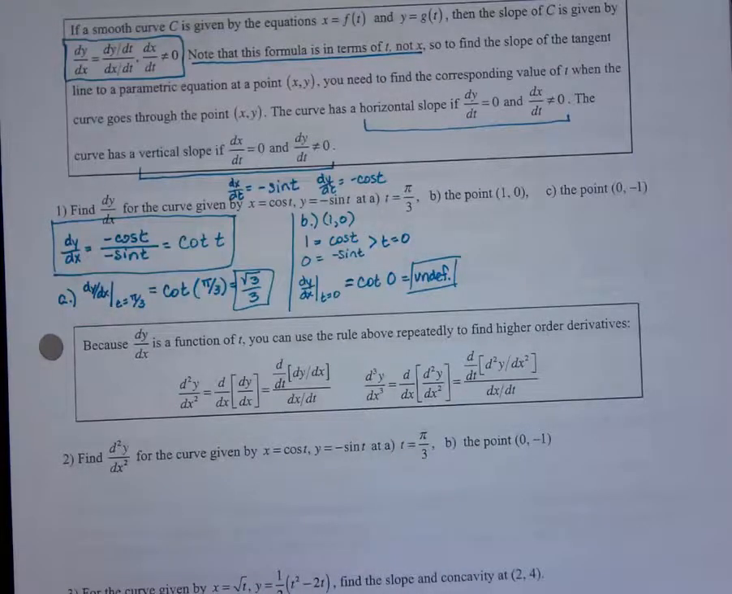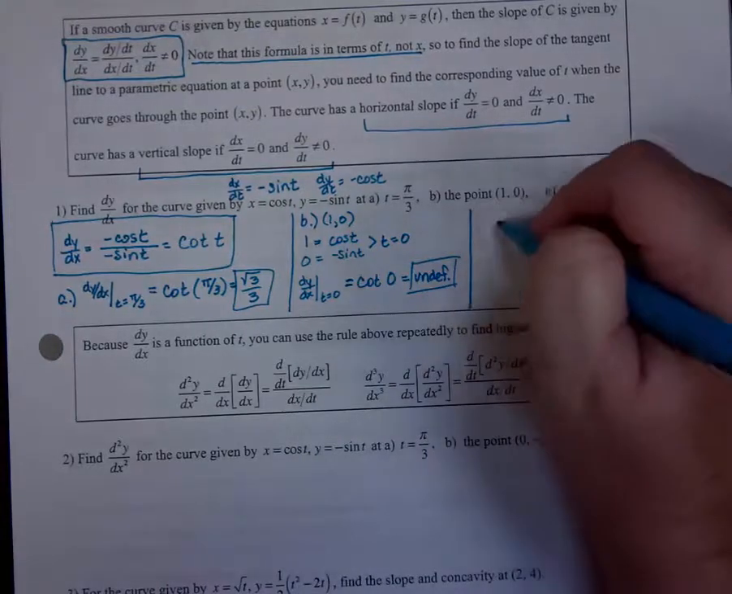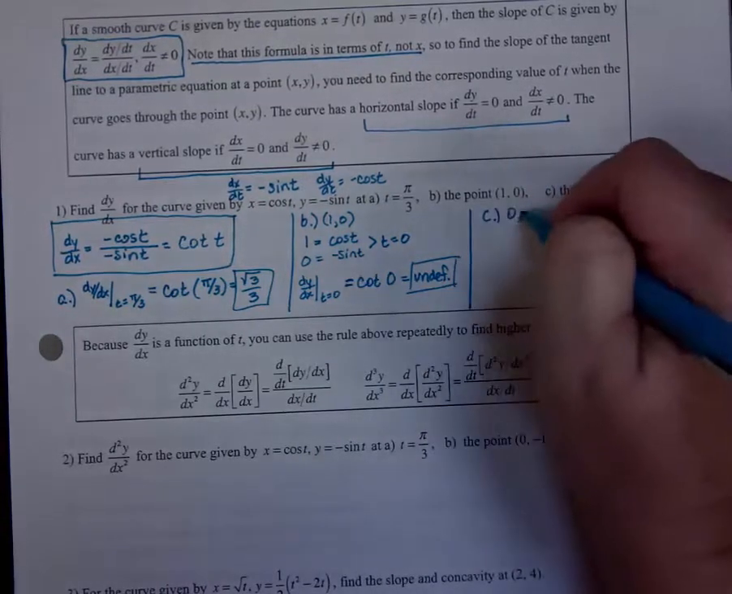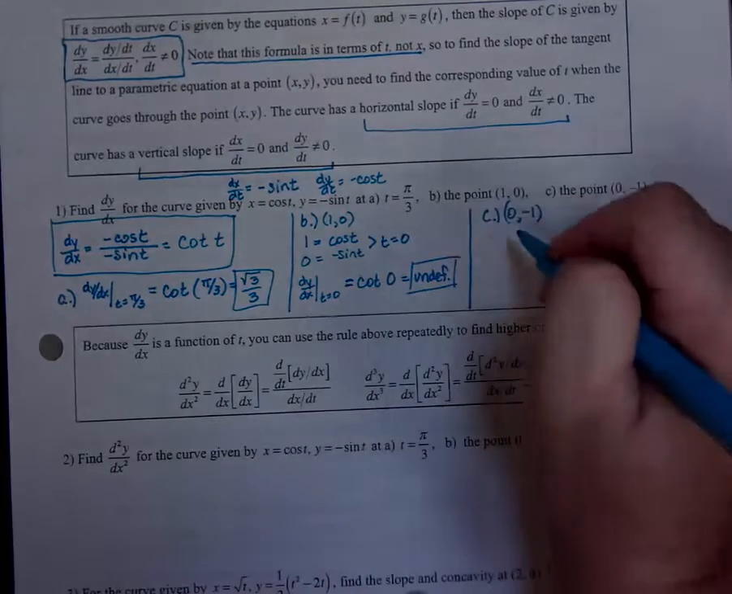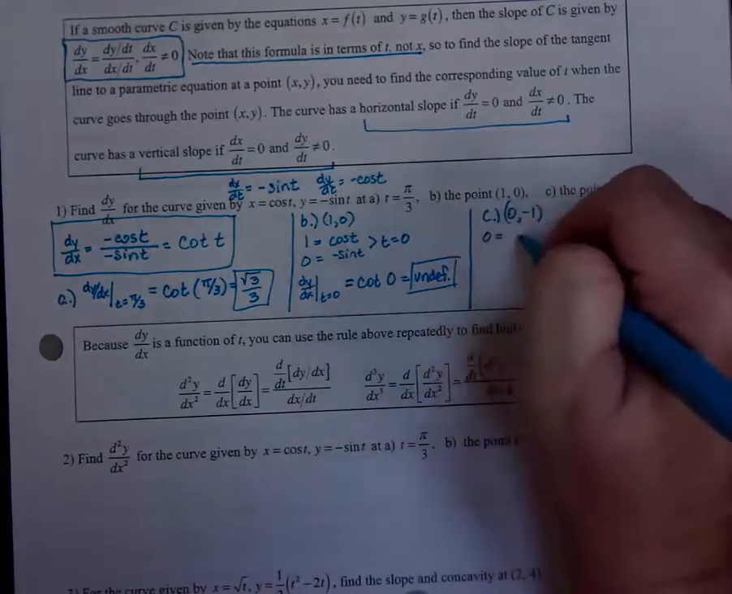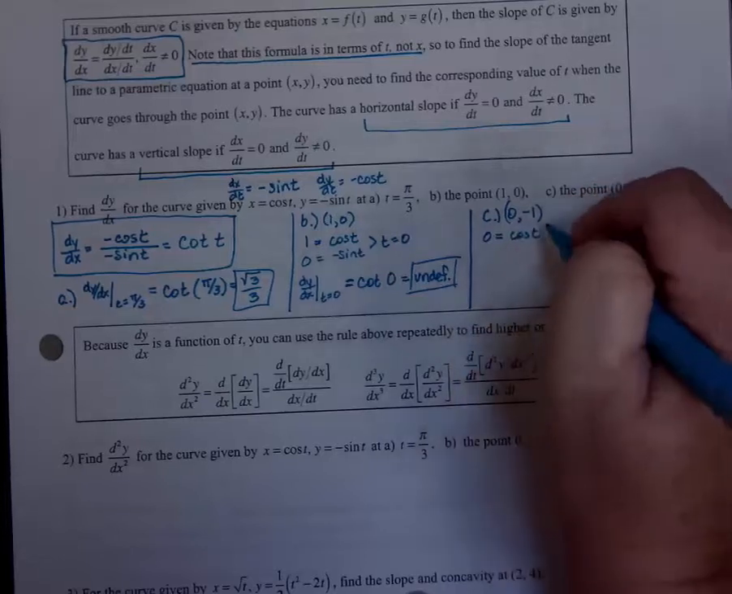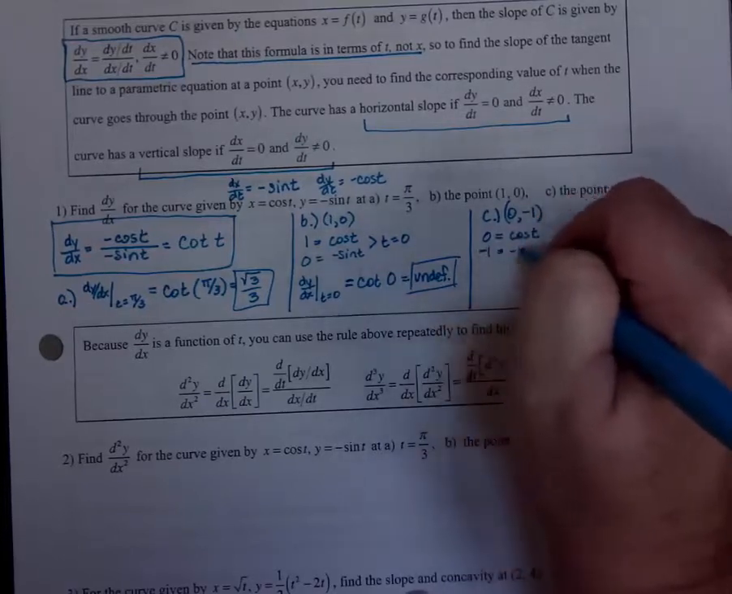Do you have any questions to this point? Are you seeing the process that we're going through? Okay, letter C is the point (0, -1). What was the first thing I did on the previous problem? You start with where the points make sense. Yes, we plug the two values in, x and y, into their respective parametric equations. So we have 0 equals cosine of t, and -1 equals negative sine of t.